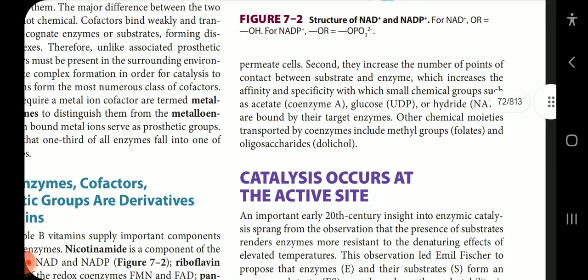Second, they increase the number of points of contact between the substrate and enzyme, which increases the affinity and specificity with which small chemical groups such as acetate (coenzyme A), glucose (UDP), or hydride (NAD plus) are bound by their target enzymes. Other chemical moieties transported by coenzymes include methyl groups (folates) and oligosaccharides (dolichol).